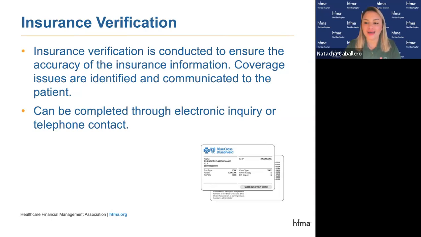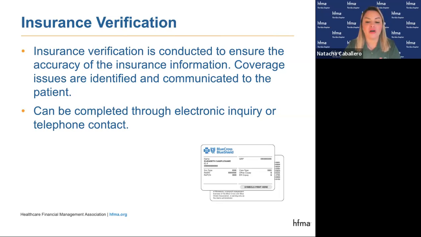Most major health insurance payers, including Medicare and Medicaid, offer electronic verification via the ANSI 270/271 transaction set. Electronic inquiry provides the fastest, most cost-effective, and efficient way to complete insurance verification and should be used whenever available. Electronic verification may be automated through the registration system or initiated manually via the payer's website.